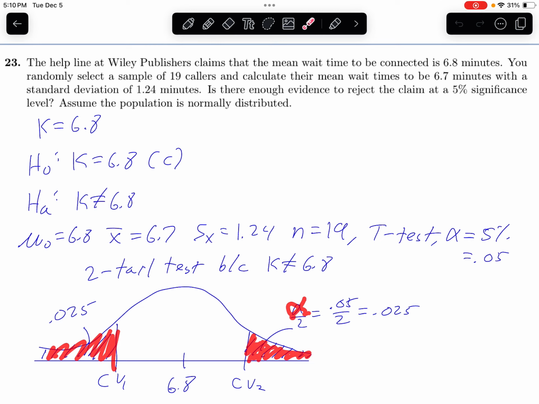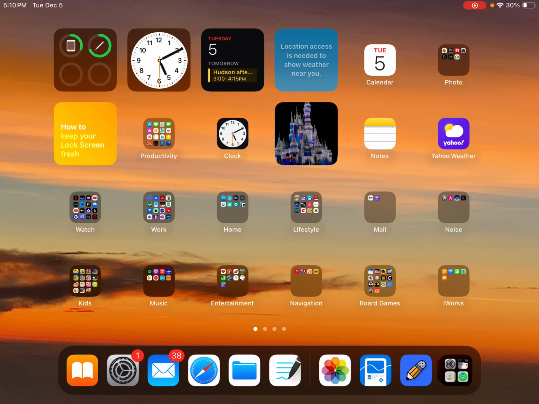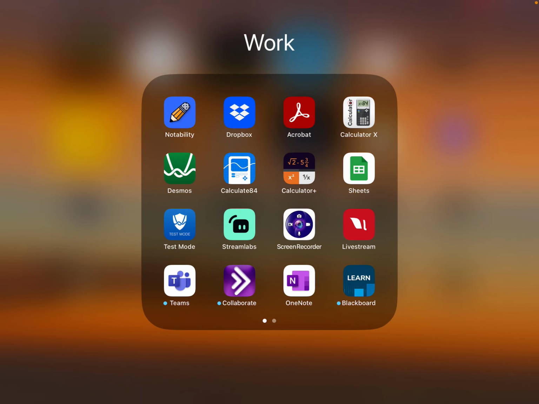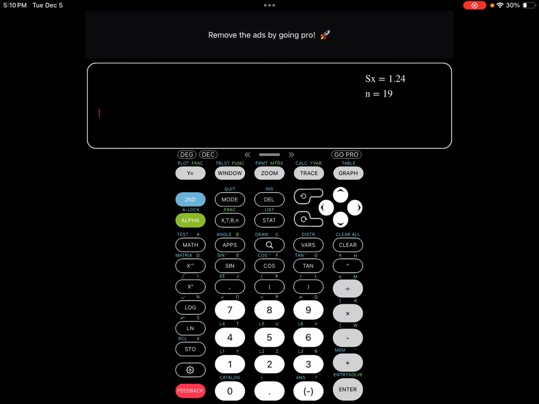Alpha is equal to 0.05. Alpha represents the total shaded region, the percentage of the total shaded region. Since we have two regions, that means 0.05 divided by 2. Each of these regions represents 0.025 or 2.5%. So let's put this into our calculator. Let's find our TI-84 calculator. Let's wait for it to load up because I didn't prepare this in advance.